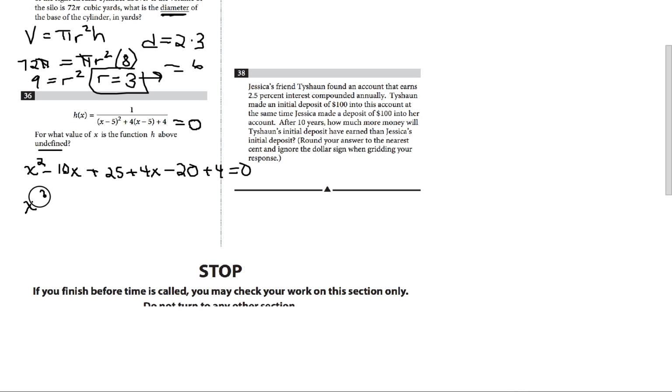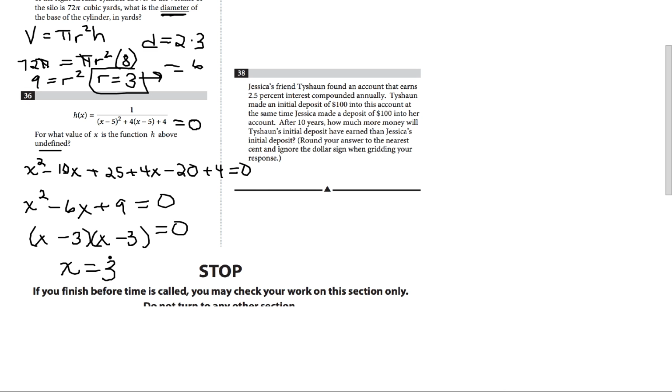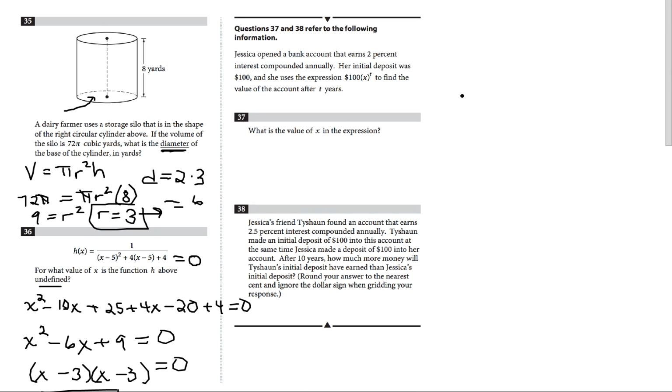So you get x squared minus 6x, and then if we add these numbers, we get 9, equals 0. If you factor that, it's x minus 3 times x minus 3, a perfect square trinomial equals 0. So you get one answer. When x is 3, the denominator equals 0, so your answer is 3. That's a tricky one.